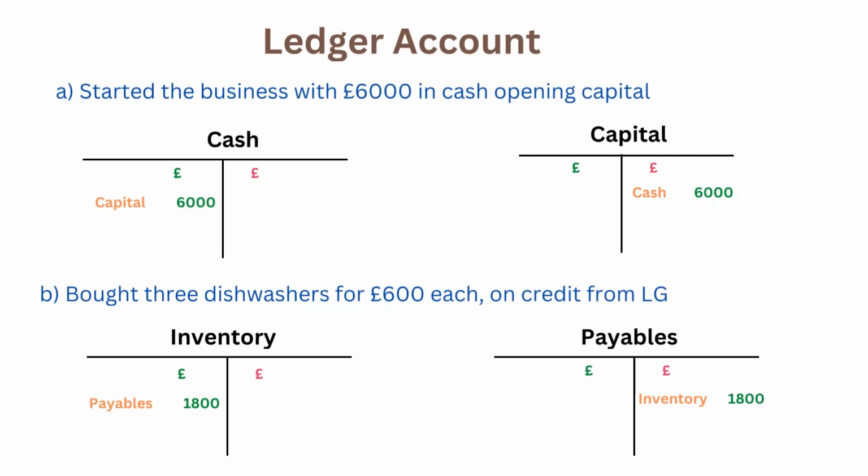Line B, we have 3 dishwashers for £600 each. Therefore, £1,800 will be debited to the inventories account. The business didn't pay yet, so it represents a liability. This liability will be a credit in the payable account. The asset increases and the liability increases as well.